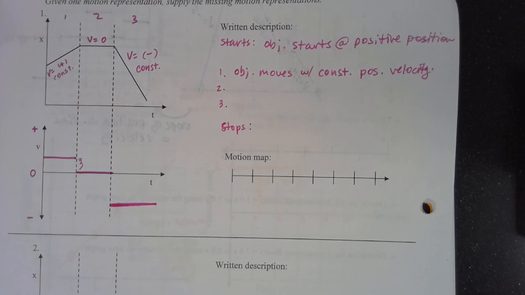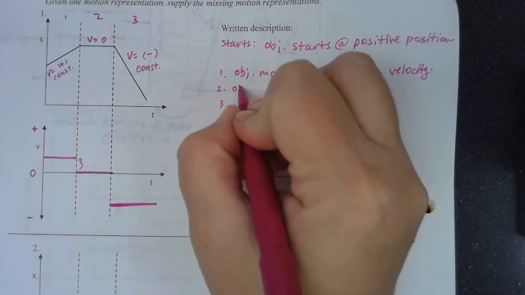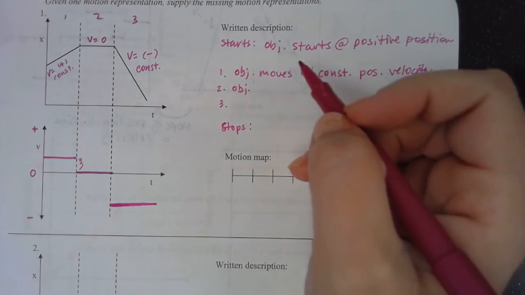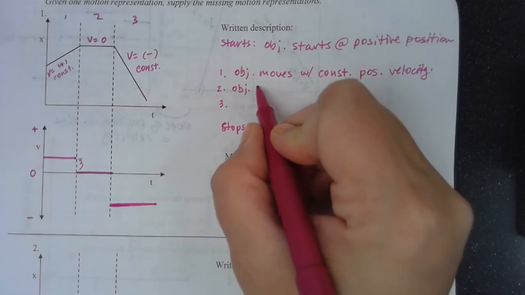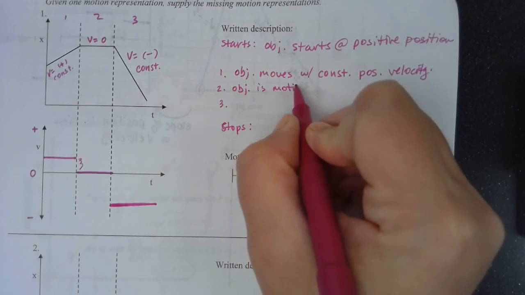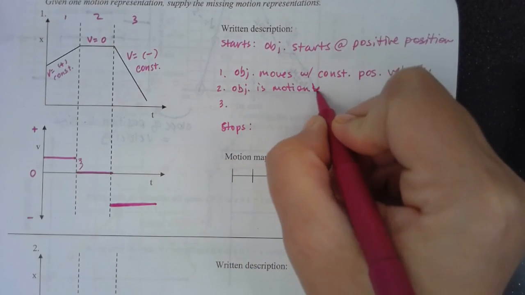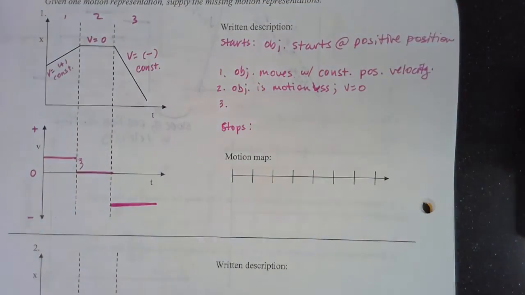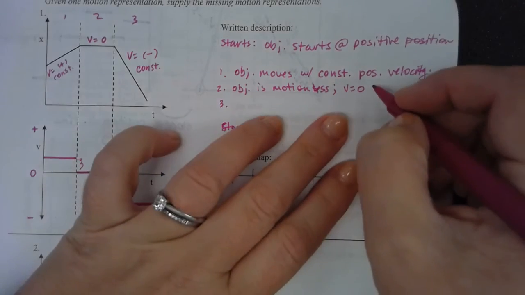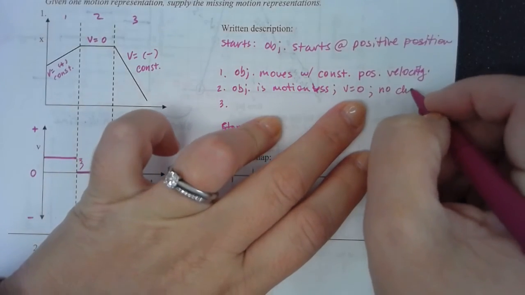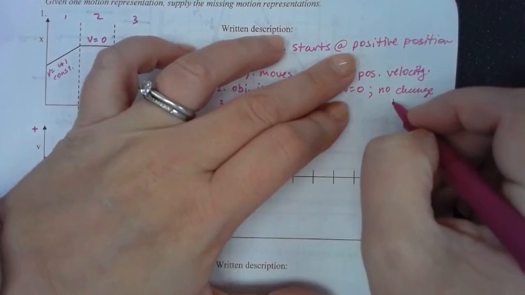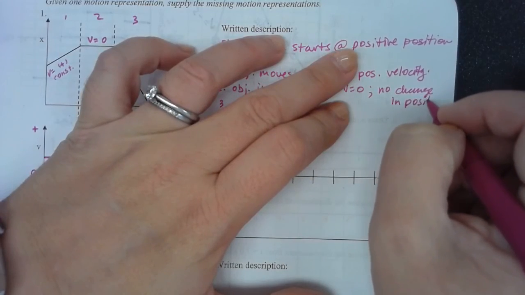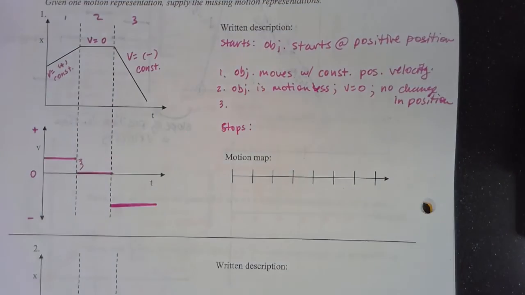What about the next one? What's the object doing? Motionless. Yeah, either of those are fine. So you could say object is motionless, object stops moving, object has velocity equal to 0, any of those things. No change in position. Oh, sorry, that might be hard to read. No change in position.